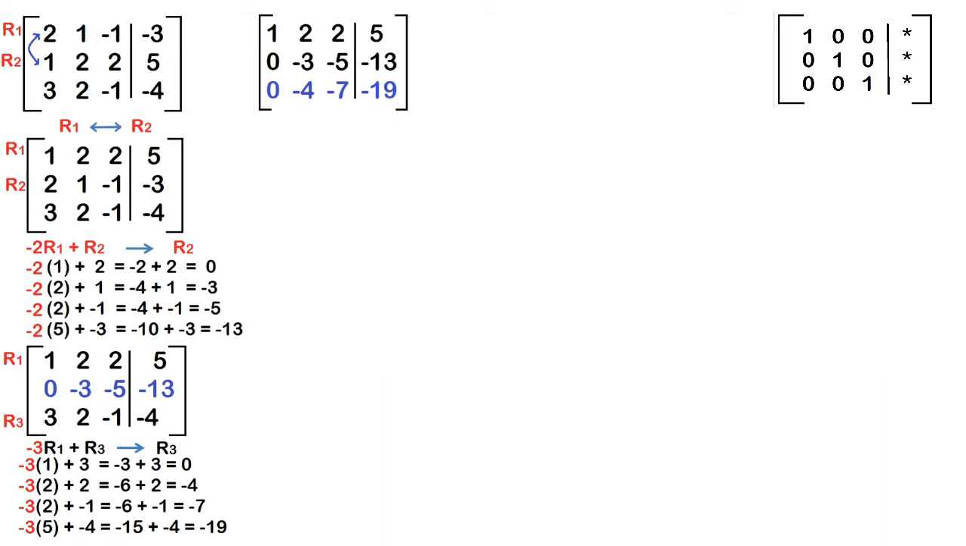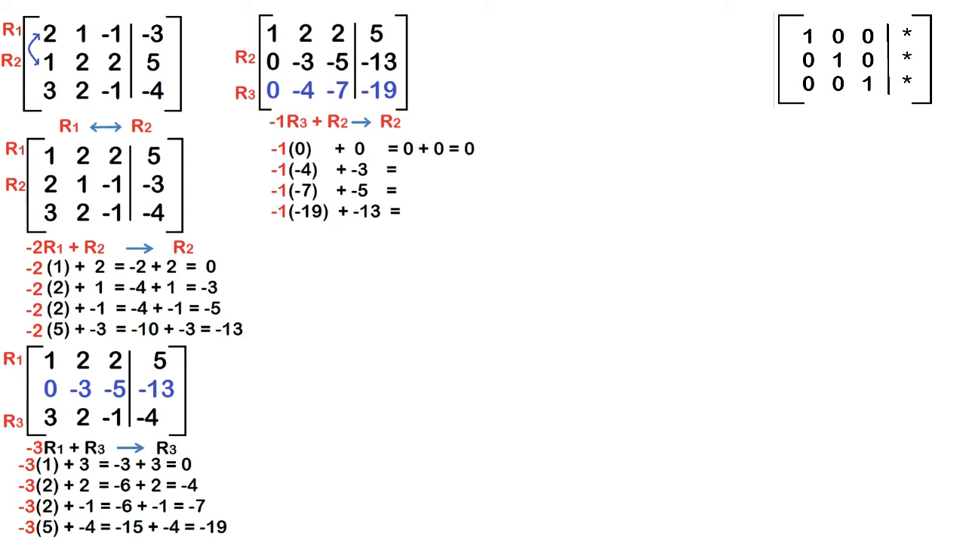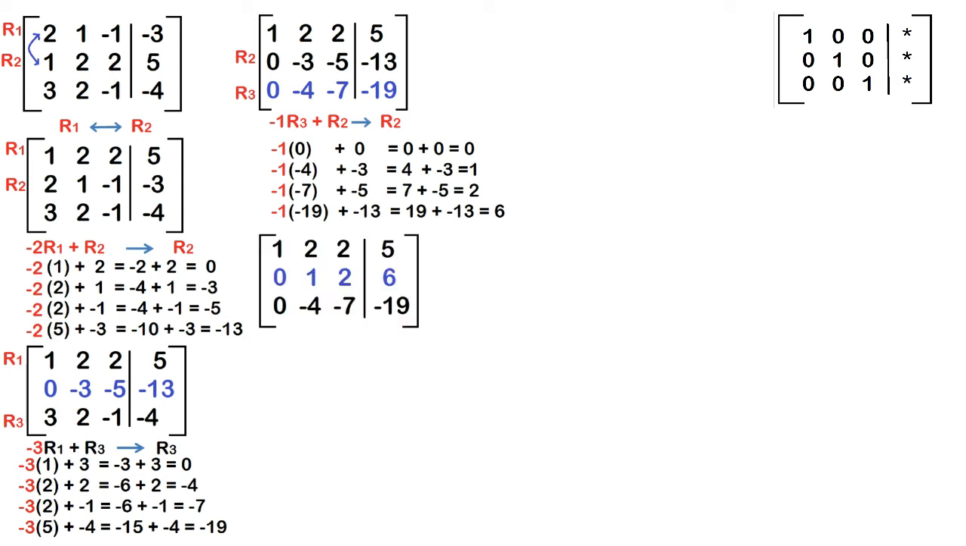To make -3 equal to 1, -1 times row 3 plus row 2 to replace row 2. -1 times the numbers in row 3, 0, -4, -7, -19, plus the numbers in row 2, 0, -3, -5, -13 is equal to 0 plus 0 equals 0, 4 plus -3 equals 1, 7 plus -5 equals 2, 19 plus -13 equals 6. Replace row 2, copy row 1 and row 3.